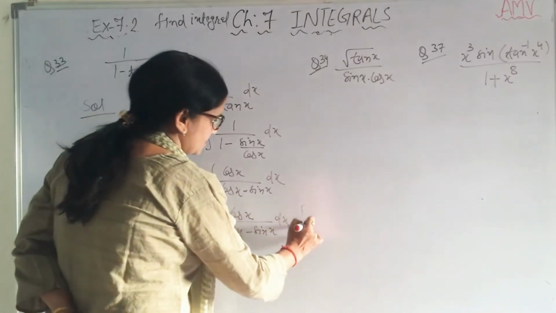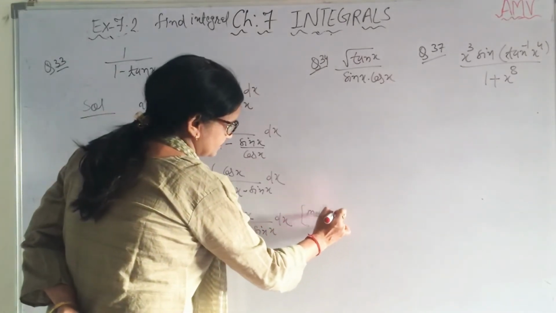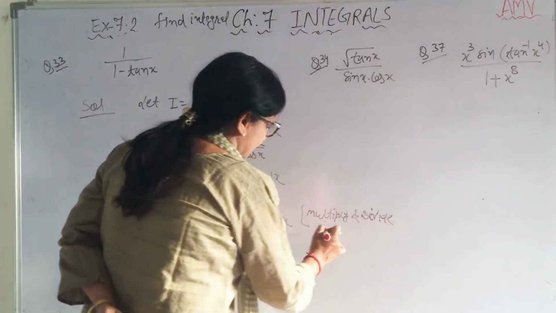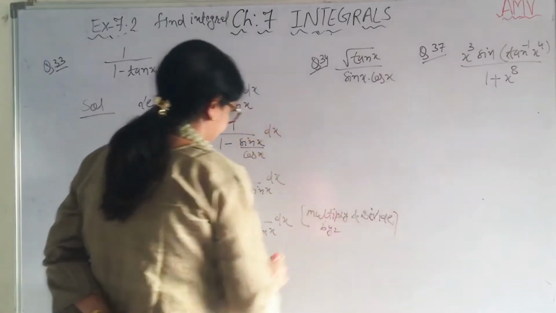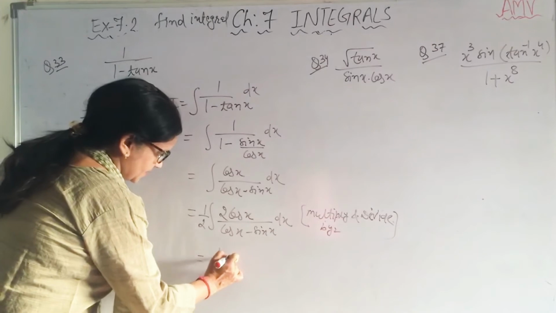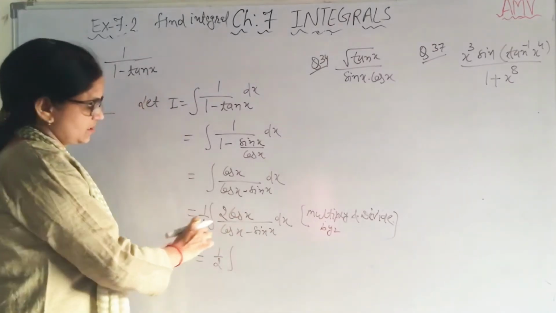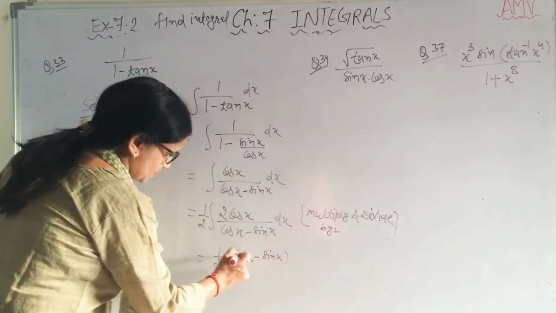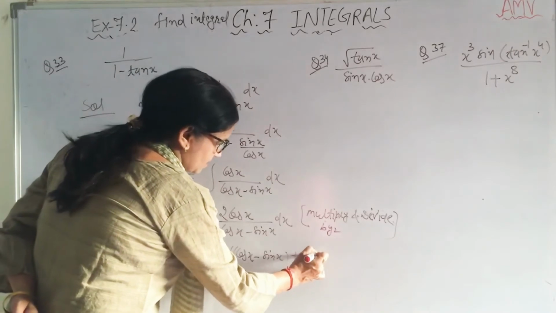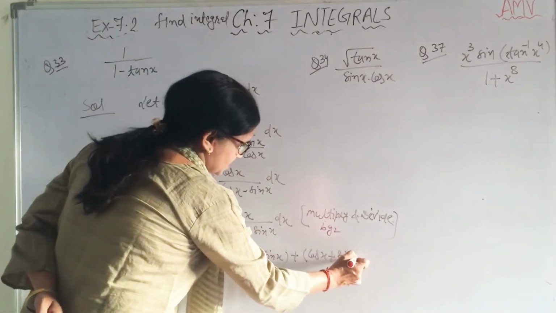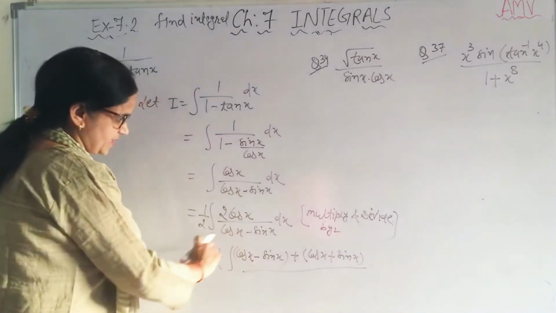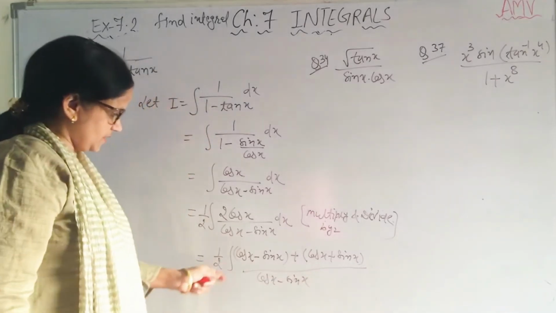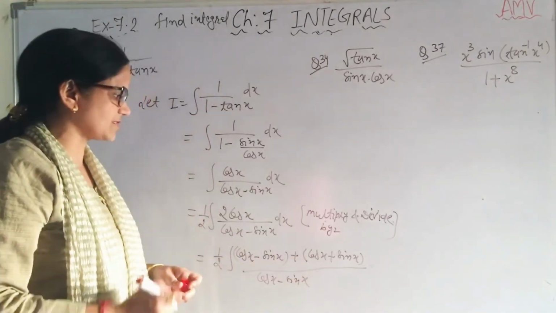Okay, write in the bracket, multiply and divide by 2. Okay, so here it is 1 by 2. Now arrange the 2 cos x. We can write here cos x minus sin x, then plus cos x plus sin x. And in the denominator write as it is, cos x minus sin x. Okay students, if you simplify this, you will get 2 cos x only.